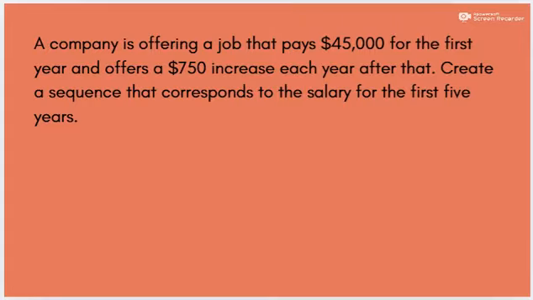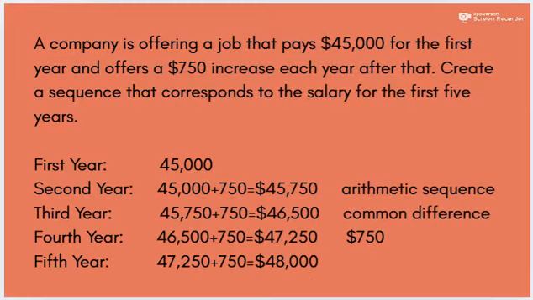Okay? A company is offering a job that pays $45,000 for the first year and offers a $750 increase each year after that. Create a sequence that corresponds to the salary for the first 5 years. So what we know is the first year you get $45,000. The second year you get $45,000 plus $750. You continue that pattern for the third year, the fourth year, and the fifth year. And this is an arithmetic sequence because it has a common difference of 750. Every single year, you're increasing by a steady amount. That makes it an arithmetic sequence.